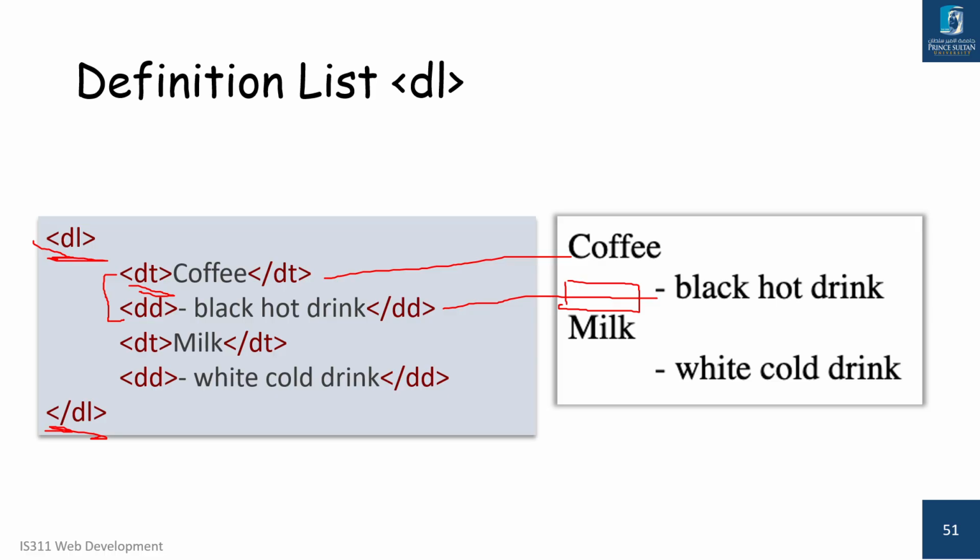Okay. So they always come in pairs, DT and DD. So the term that we want to define and then its definition. Again, they all have the opening and the closing tag: DL opening and closing tag, DT opening and closing tag, DD opening and closing tag.